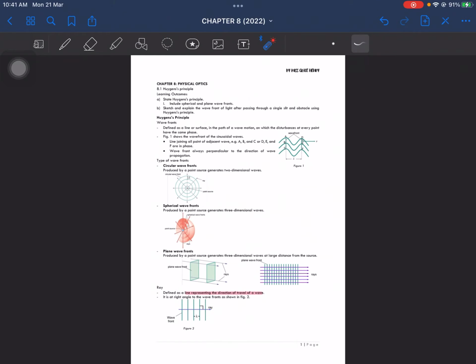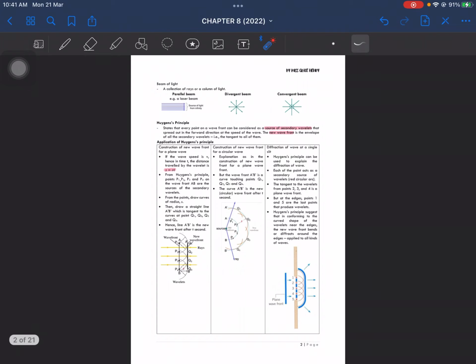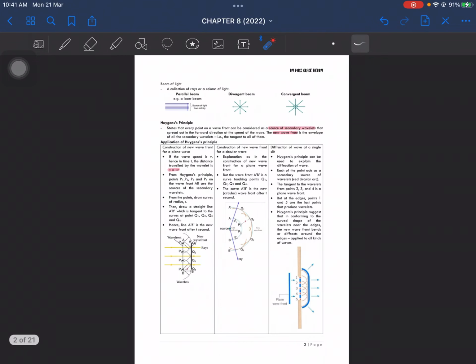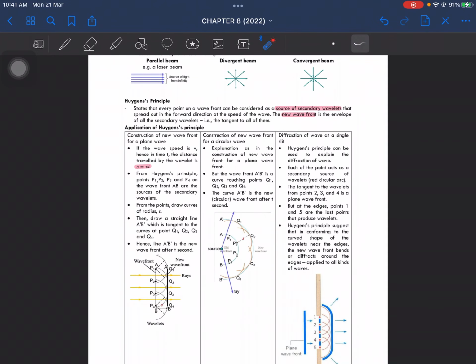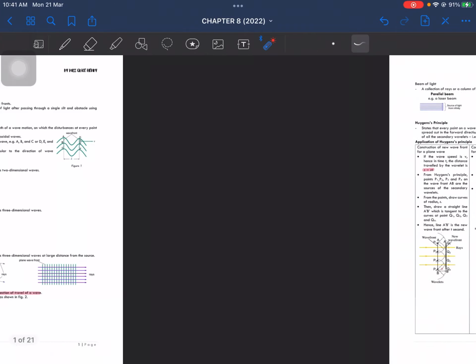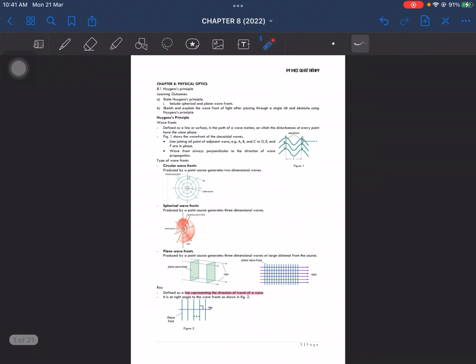So subtopic 1 is basically about the theory part, which is Huygens' Principle. What you need to know is that Huygens' Principle is basically telling us that every point on a wavefront would act as a source of secondary wavelets. The new wavefront is basically the tangent to all of them. That is our first subtopic.